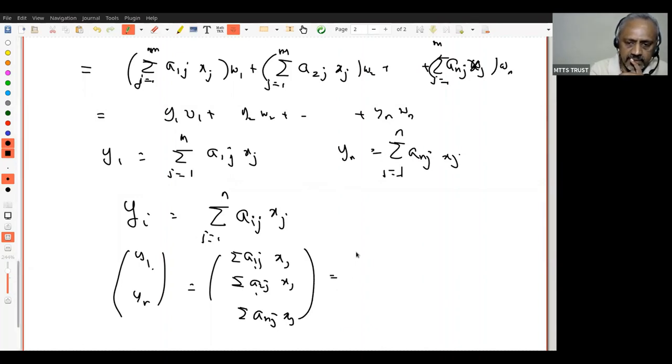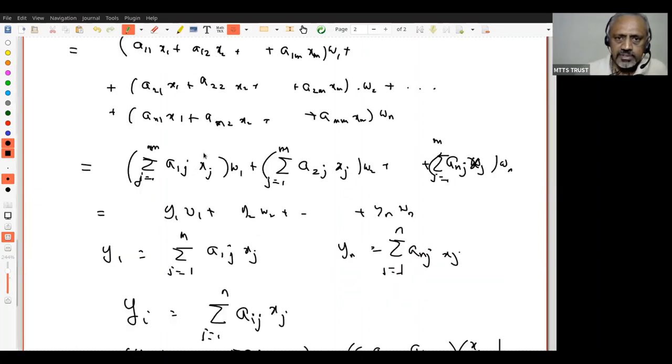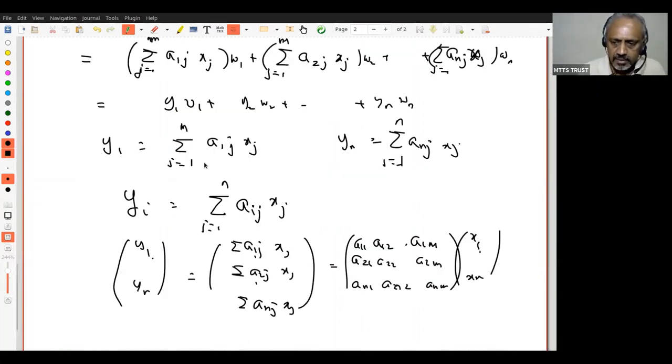Right? This is nothing other than the matrix a11, a12, a1m, a21, a22, a2m, and an1, an2, anm multiplied by x1, x2, xm. For example, let's look at the first. What is y1? a11 x1 plus a12 x2 plus a1m xm. That's what I got. Yeah. So we have proved the result. Okay. The result is proved.